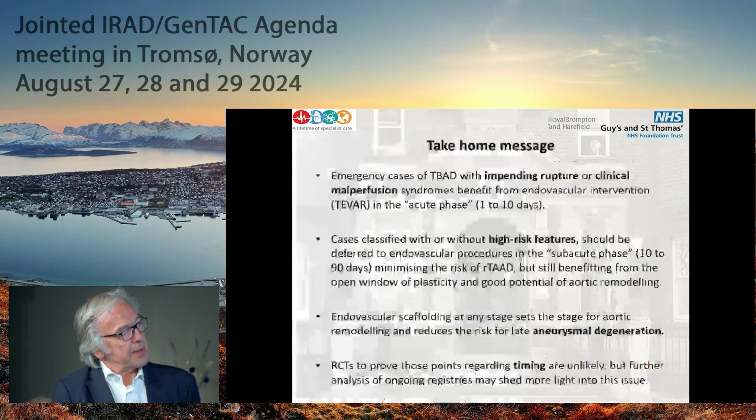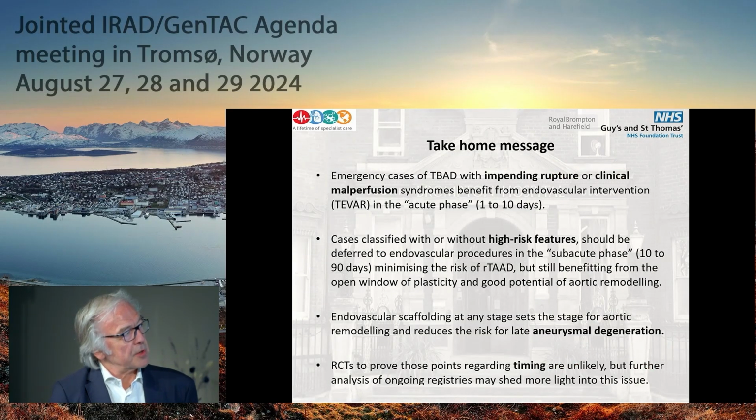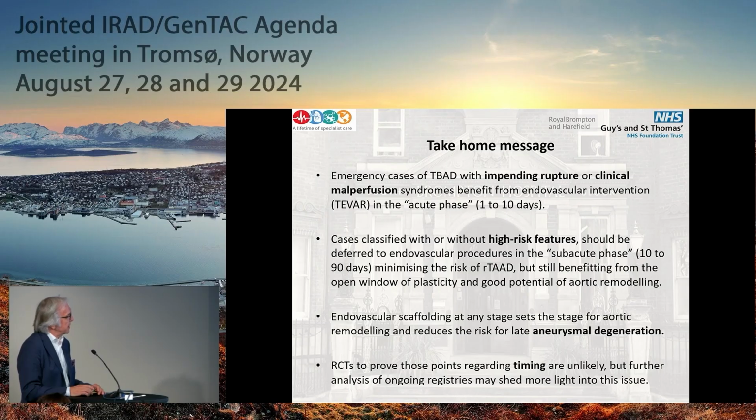You can skip this. My final take-home message summarizes that emergency cases of type B dissection with impending rupture or clinical malperfusion benefit in general from endovascular intervention in the acute phase if needed for complications. Cases classified with or without high-risk features should be deferred, if you elect an endovascular procedure, to the subacute phase beyond 10 or 14 days, but within 90 days, minimizing the risk for retrograde dissection, but still benefiting from the open window of plasticity and good potential for remodeling.